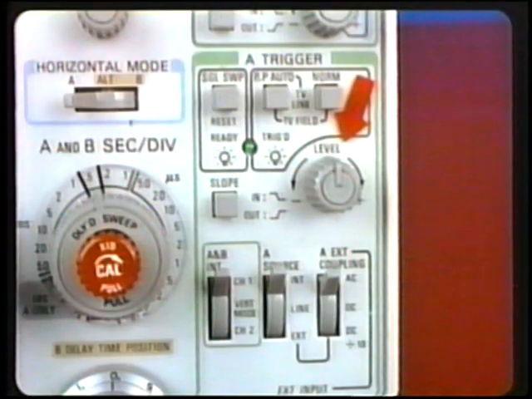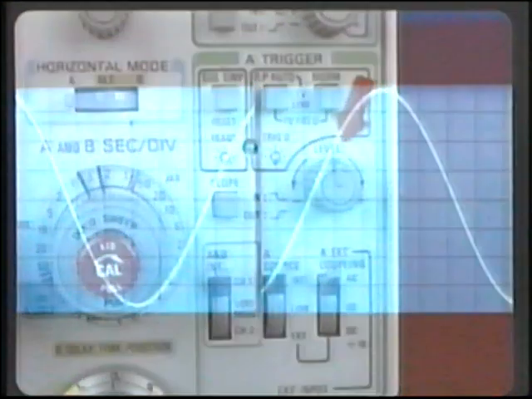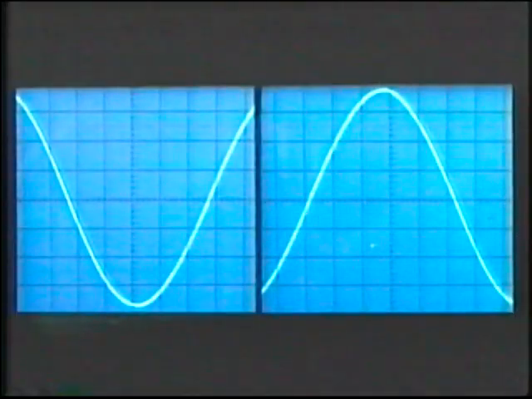The A trigger level control in the fourth block adjusts the synchronization point on the waveform that the sweep is triggered on. When the A trigger level control is rotated towards the plus sign, the triggering will occur more positively in amplitude on the waveform. When rotated towards the negative sign, the triggering will occur more negatively in amplitude on the waveform. Notice that the waveform on the left is more positively triggered than the one on the right.